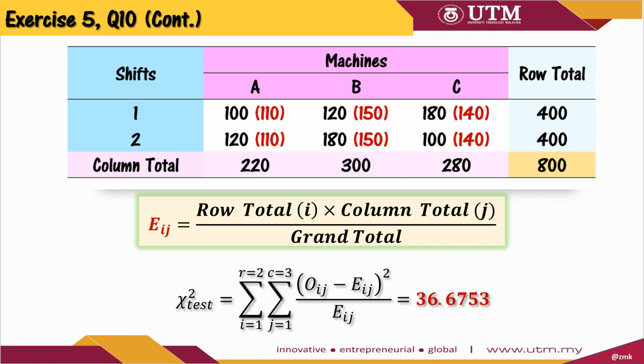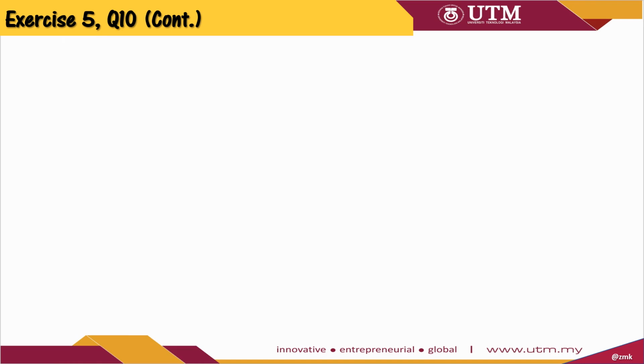36.6753. Based on this test statistic value, you can then make a decision and conclusion on whether the proportions of output components for shift 1 are the same or homogeneous for all three machines, as shown in the subsequent slide. Having calculated the chi-squared test statistic value in the previous slide, let's complete the solution for this question 10 in exercise 5 from the textbook.